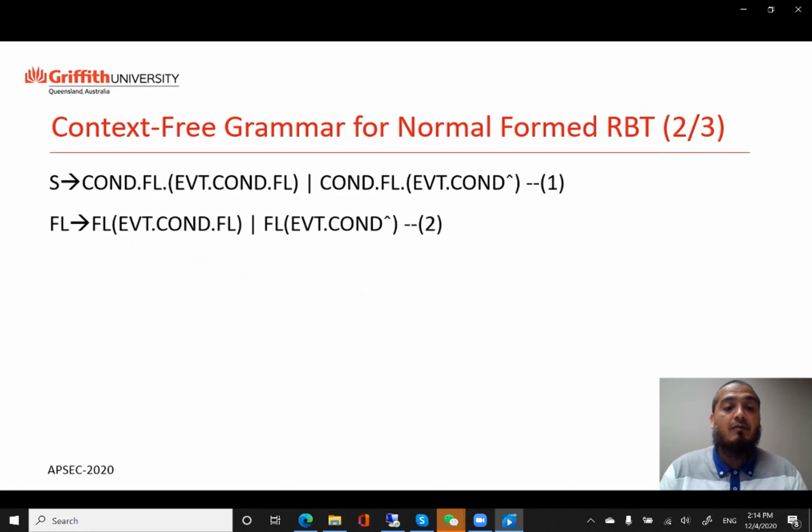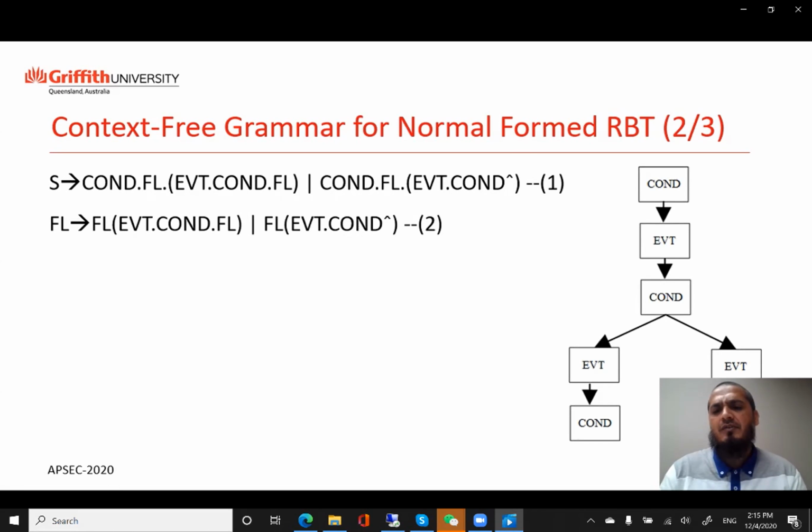So this is another rule. We have defined another non-terminal, which is flow. Now I will describe these rules with the help of an example. This is the normal structure of any requirement. It can be one requirement, it can be part of one requirement, or it can be three requirements. So we have a condition, an event, and conditions. It's an abstract structure.